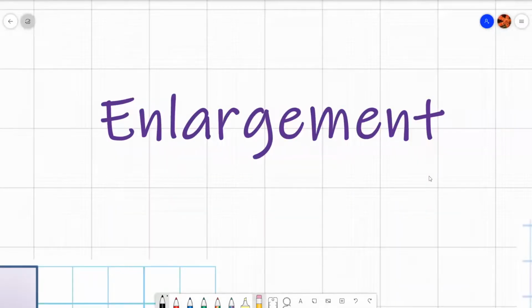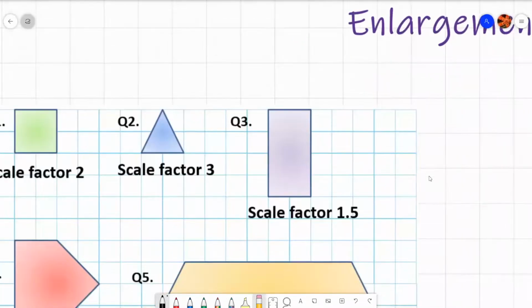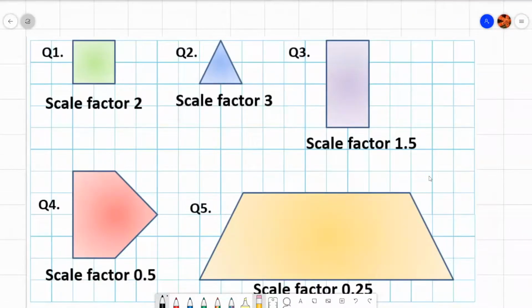Hi everyone, today's lesson will be on enlargement. Let's have a look at a few examples. Okay, so we've got some shapes here and we will be enlarging them.